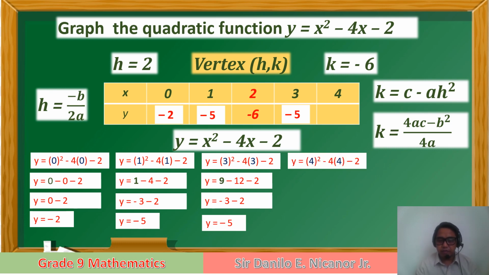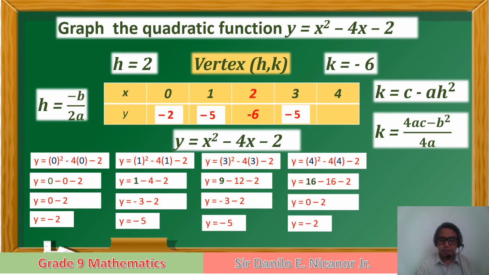And how about if x is equal to 4? Solve it. And if your answer is negative 2, you're correct. So if x is equal to 4, you have y is equal to negative 2. Okay? Very good, very good. Ayan na, meron na tayong mga ordered pairs. So we can graph it in the Cartesian coordinate plane.